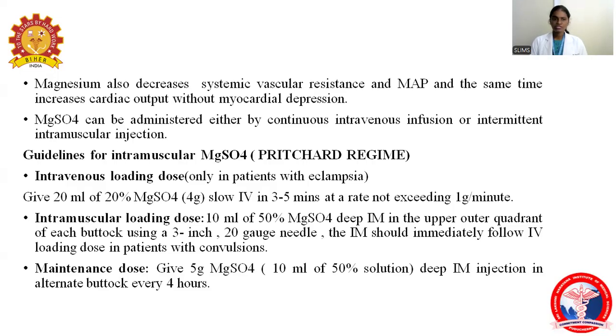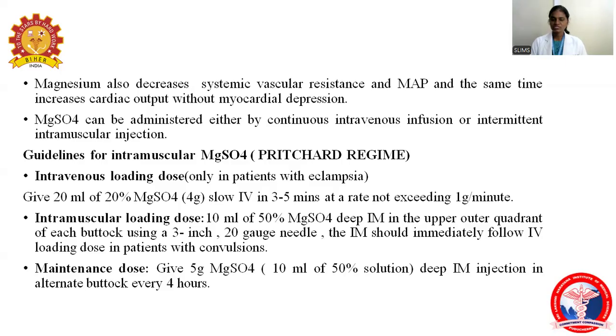As we all know, the dose: the intravenous loading dose in patients with eclampsia is 20 ml of 20% magnesium sulfate, which is 4 grams, given slow IV over 3 to 5 minutes at a rate not exceeding 1 gram per minute. Next is the intramuscular loading dose: 10 ml of 50% magnesium sulfate deep intramuscular injection in the upper outer quadrant of each buttock using a 3-inch 20 gauge needle. The IM should immediately follow the IV loading dose in patients with convulsions.